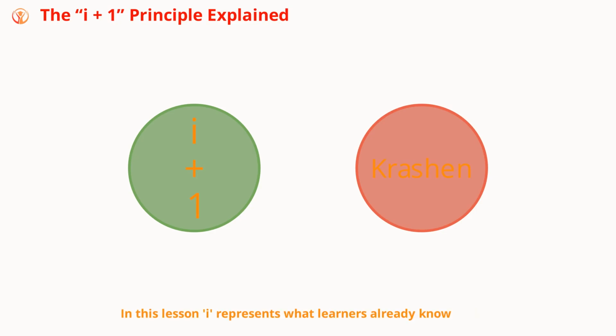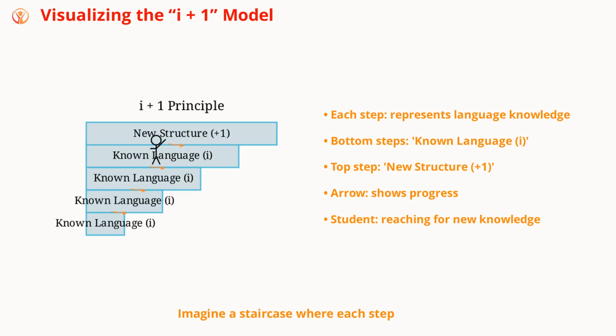In this lesson, I represents what learners already know, and +1 is the new structure being introduced. Imagine a staircase where each step represents a new piece of language knowledge. The I+1 principle encourages learners to move up one step at a time, ensuring steady progress without overwhelming them. This visual can help both teachers and students understand the value of incremental learning.